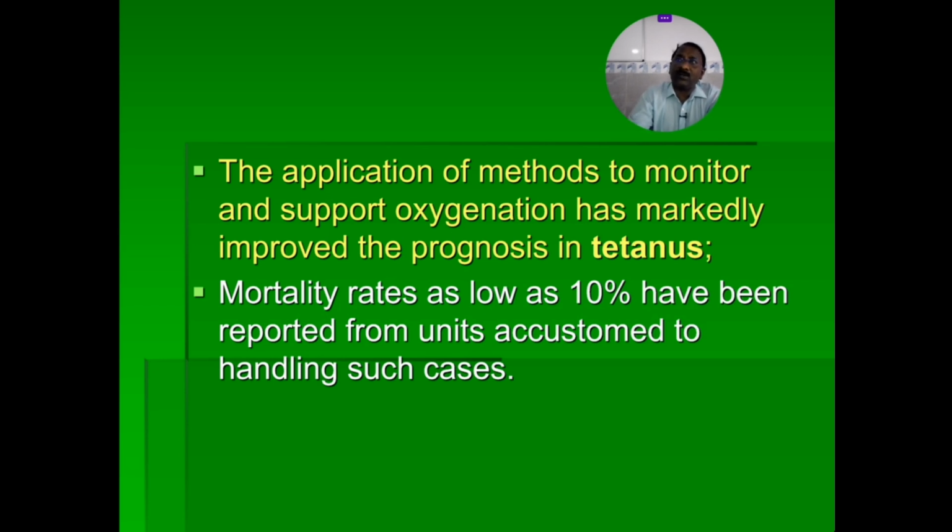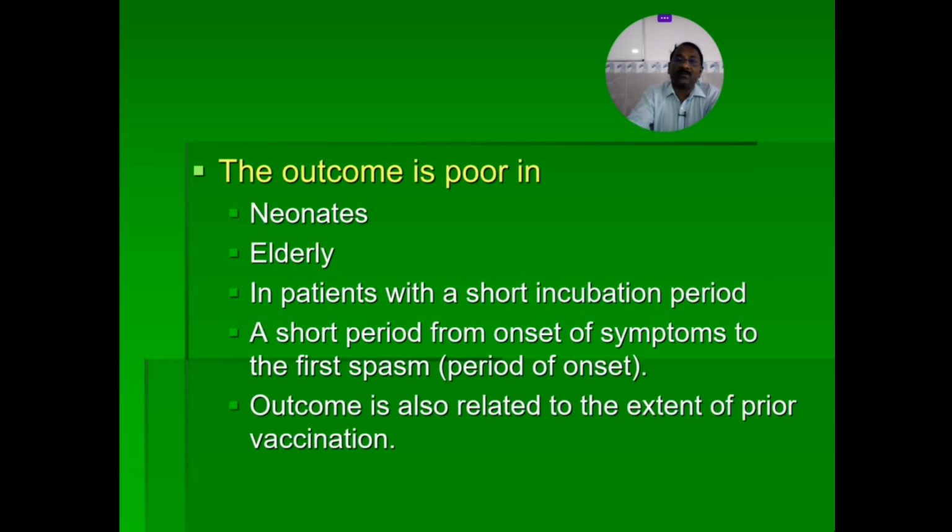When I was an undergraduate, there was almost 90 to 100% tetanus mortality. Outcome is still poor in neonates, in the elderly, with a short incubation period, and a short period from onset of symptoms to the first spasm, that is the period of onset. Outcome is also related to the extent of prior vaccination. So these are the very important poor outcome groups: neonates, elderly, short incubation period, and the period of onset of the spasms.